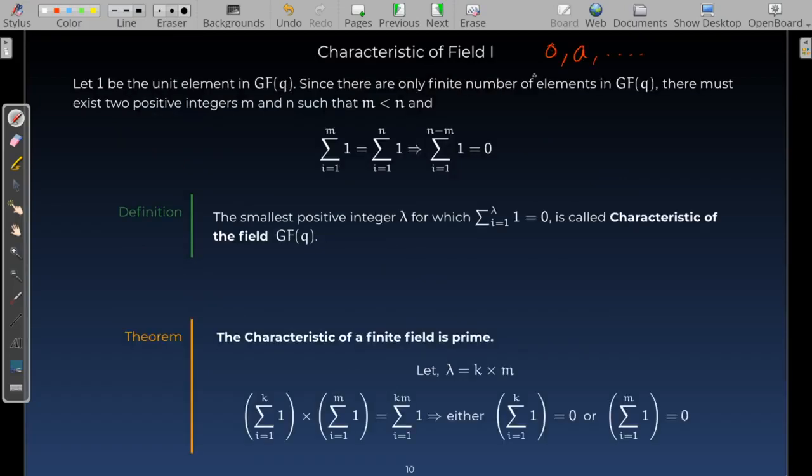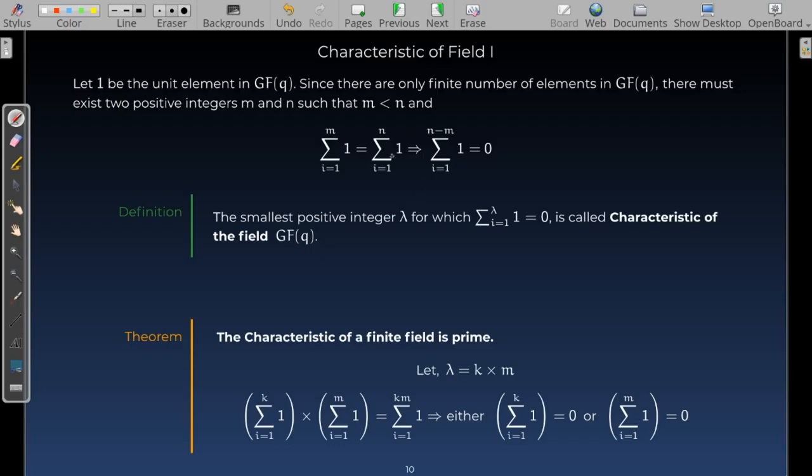So let's move on to the characteristic of a finite field. Before we discuss that, we have to remember that the number of elements in a finite field is finite. What we mean by that is that under addition, this is going to be finite. So the result can be only q values. If you add any value any number of times, its output is going to be one of q values only, right? Only q outputs can be there.